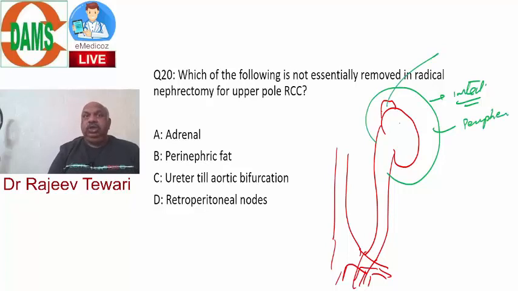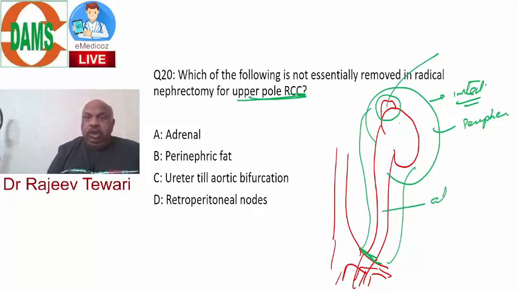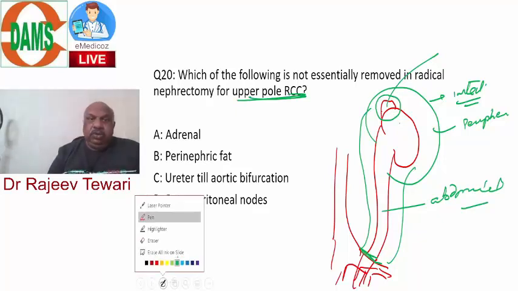Adrenal is optional, but because it's an upper pole RCC, that's why we are removing the adrenal. For lower pole, we don't remove the adrenal anymore now. And till the bifurcation of common iliac, we remove the ureter. This is the complete abdominal ureter. Abdominal ureter is till the bifurcation of common iliac. Pelvic ureter is below that. So above the pelvic brim, the complete abdominal ureter needs to be removed.